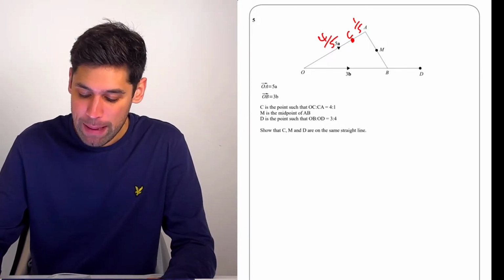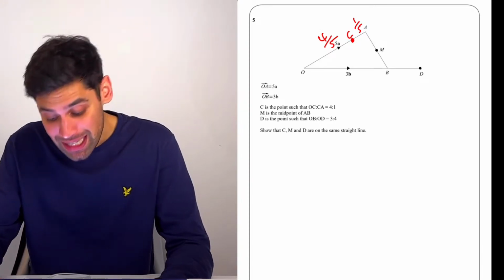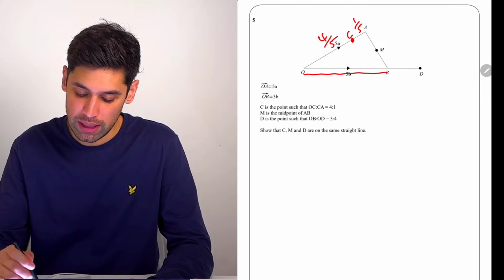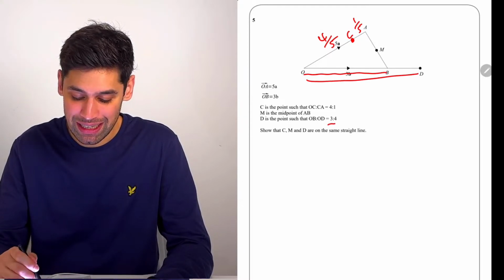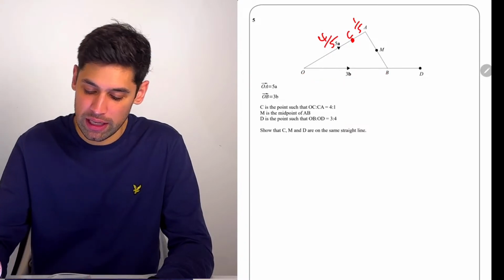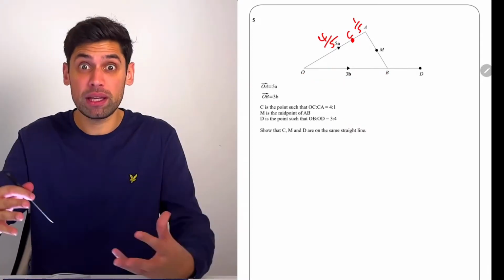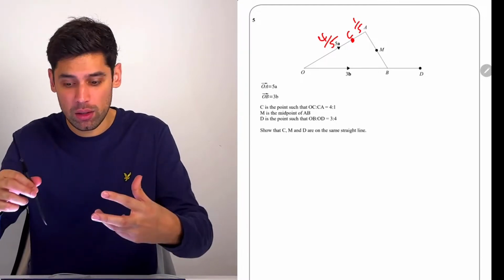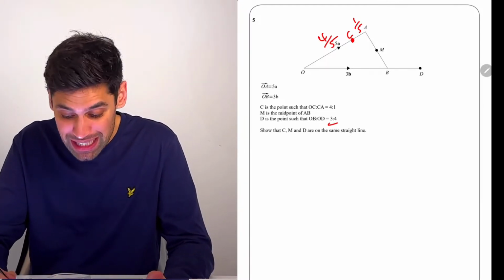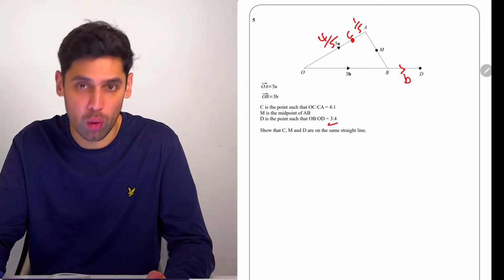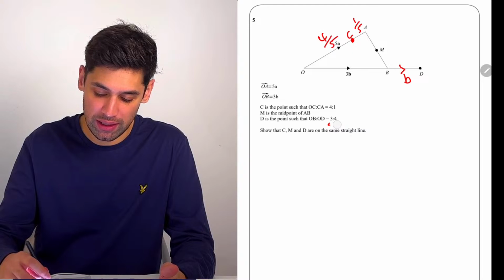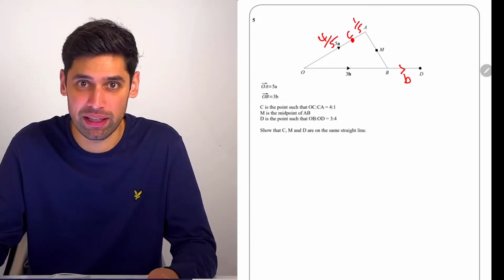D is the point such that OB to OD is 3 to 4. Now, this is another really interesting one. O to B is 3 and O to D is 4. Now, the reason why that's quite nice is because O to B is 3B, which means O to D will be 4B because it is literally 3 to 4, which means this B to D section must be the extra 1B.